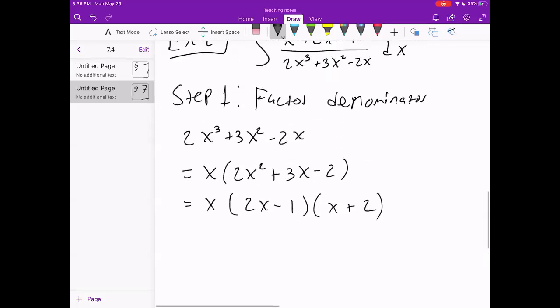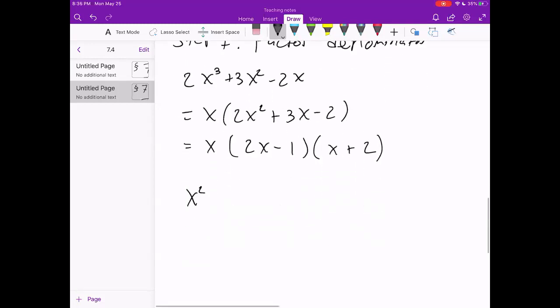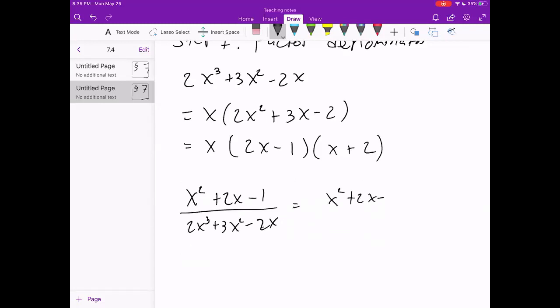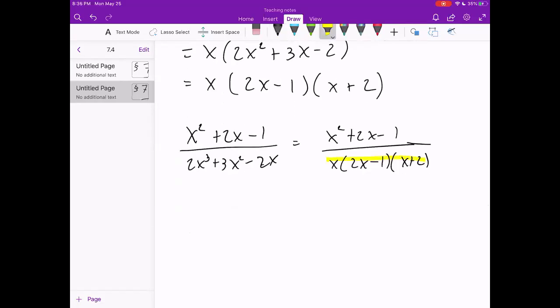So what we have now is x squared plus 2x minus 1, divided by 2x cubed plus 3x squared minus 2x. This is equal to x squared plus 2x minus 1 over x times (2x minus 1)(x plus 2). And this is the first step of partial fractions decomposition. I factor the numerator, the denominator. And now we move on to the next step.